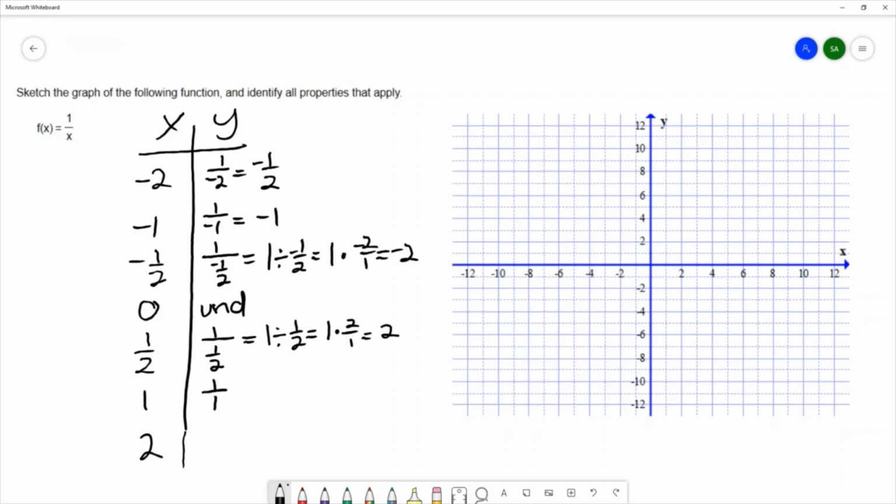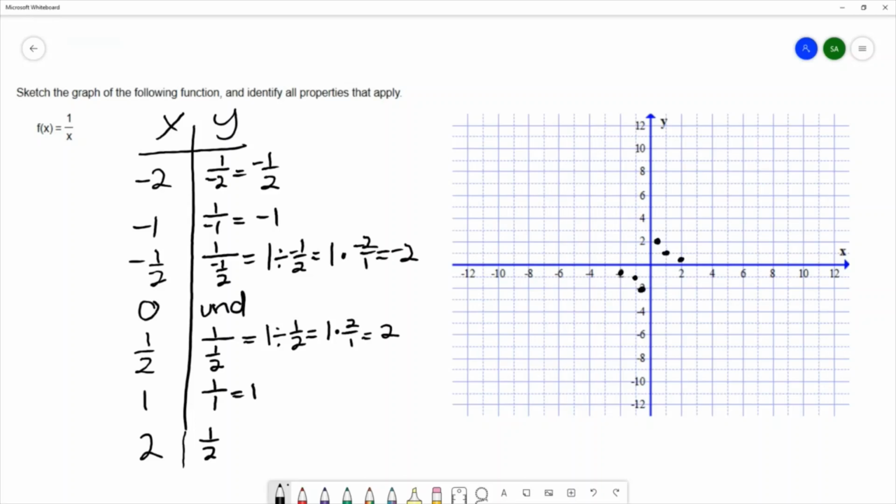You have 1 over 1, which is 1, and 1 over 2. 1/2 is the reciprocal of 2. So I have a list of ordered pairs, which I'll plot on my picture. I have -2 and -1/2, -1 and 1, -1/2 and -2, 1/2 and 2, 1 and 1, and 2 and 1/2.